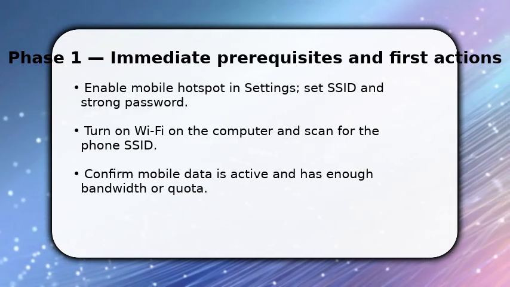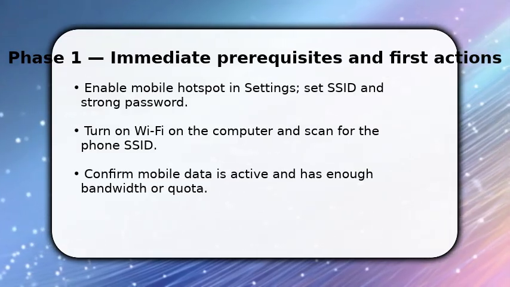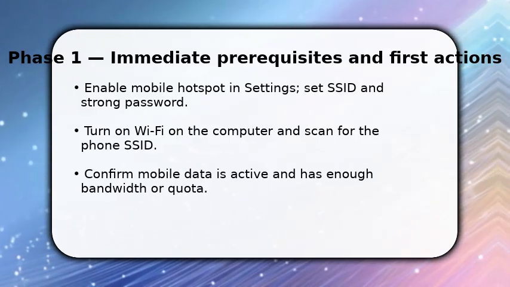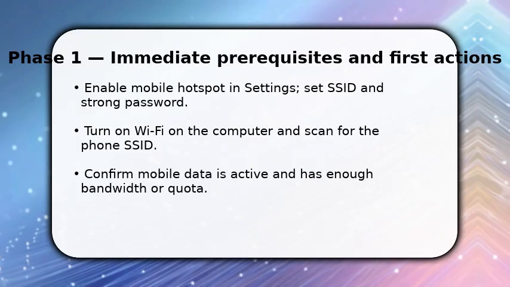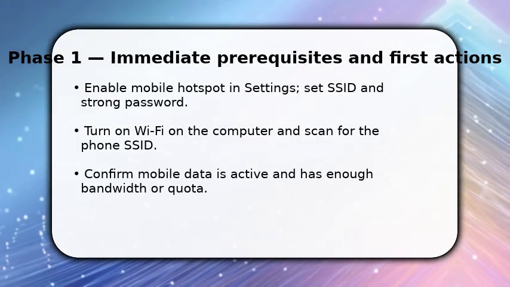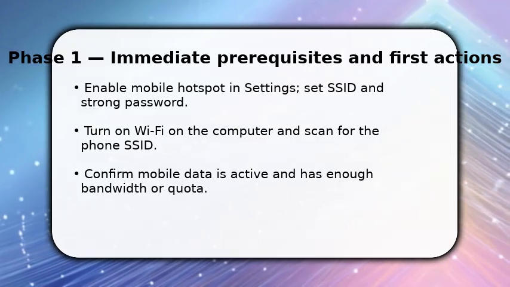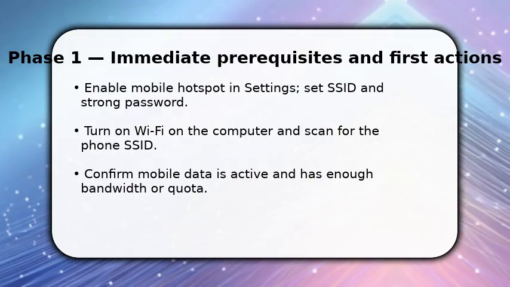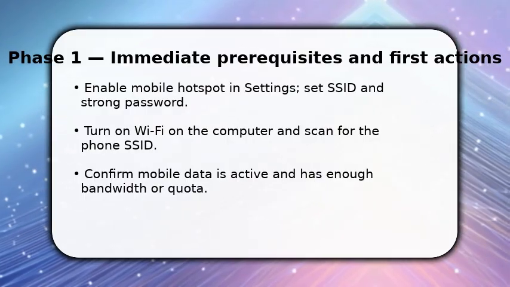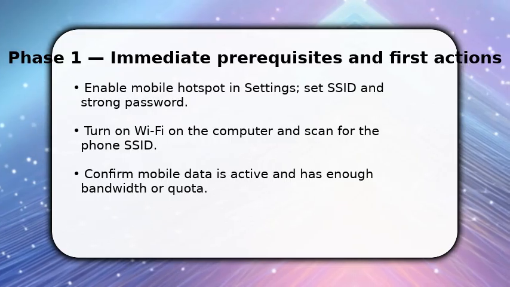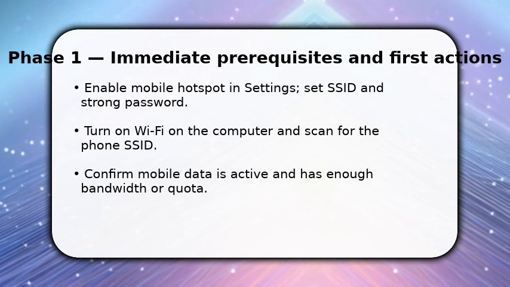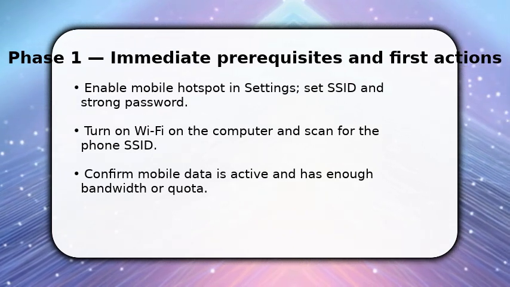Enjoy the video. You start by preparing both devices. Open your phone's hotspot settings and enable a secure SSID with a password. This gives the computer a clear network to join. On the computer, enable Wi-Fi, scan, and select that SSID. Enter the password exactly. Make sure mobile data is turned on and you have sufficient quota, because the phone is the actual internet source. Once paired, check the computer's network icon to confirm a connection and readiness to begin browsing.